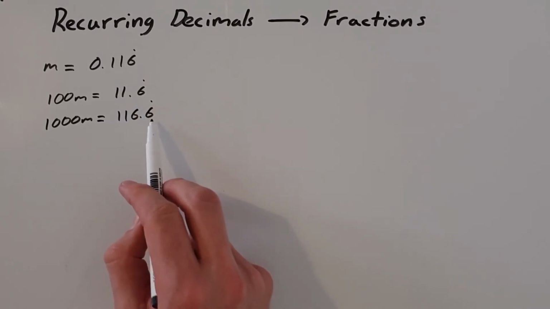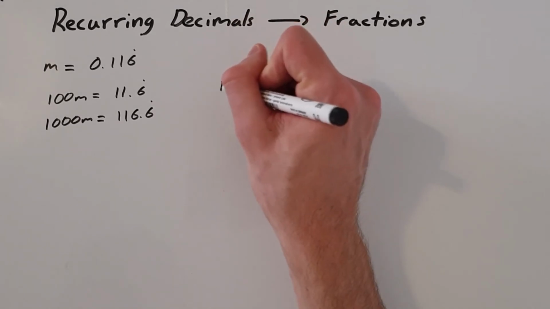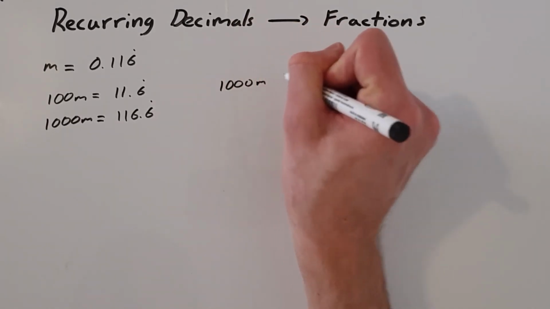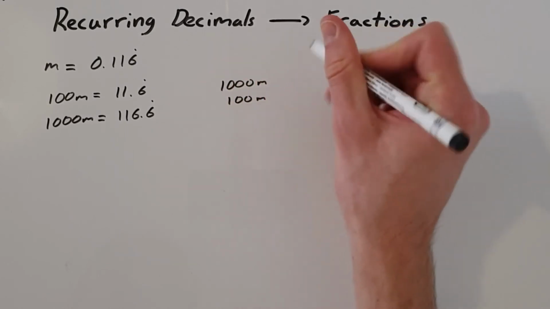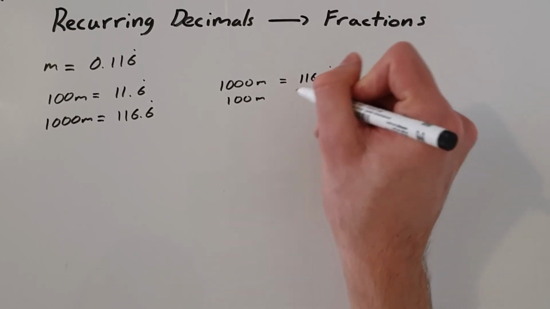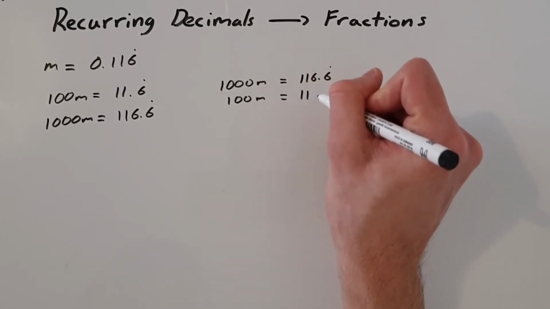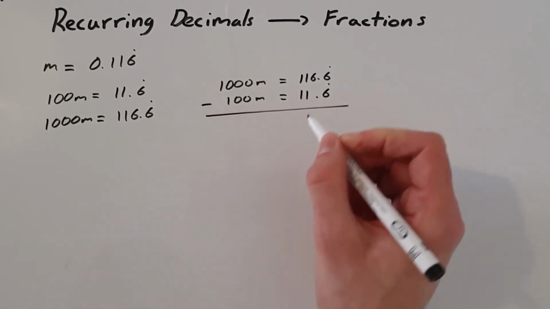Okay, so now we've got these two equations and we've got two parts which now just have decimal point 6 recurring. We can now subtract these. So we'll take the 1000m and the 100m, and they're equal to 116.6 recurring and 11.6 recurring. Okay, now you want to subtract these.